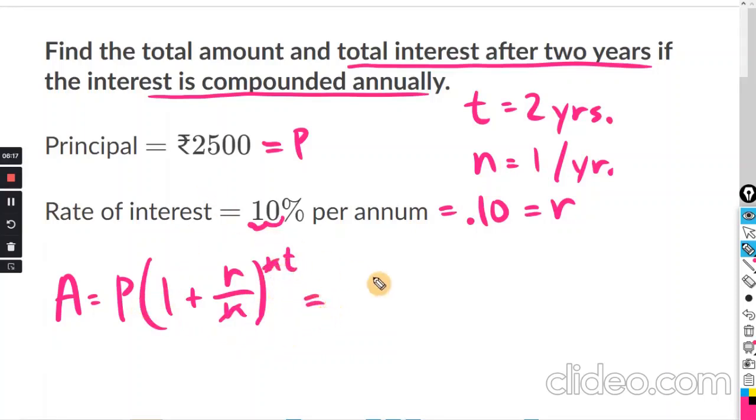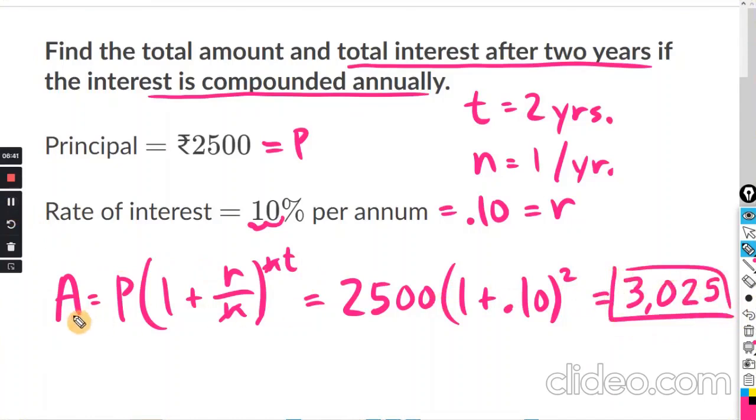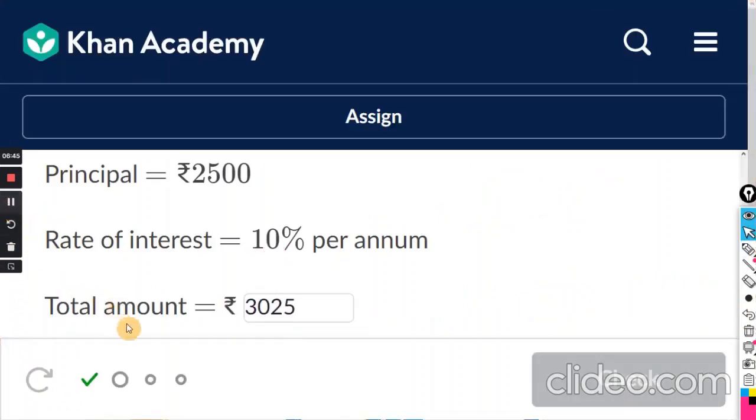All right. P is 2,500. Again, it's not dollars, so I'm not sure what these units are, but they are monetary. 1 plus R is going to be 1 plus 0.10, and that's to the power of T, which is just 2. And I get 3,025 for the accumulated total amount. So the total amount was 3,025.